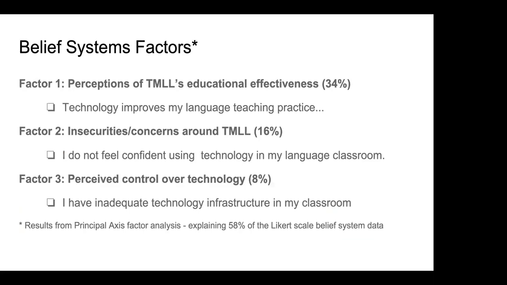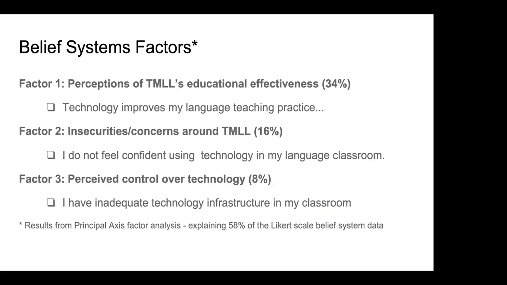And the third factor was, again, this perceived control over technology. This described about 8% of this data. And an example is, I have inadequate technology infrastructure in my class. So this is teachers really not having enough control over what we have available to work with.